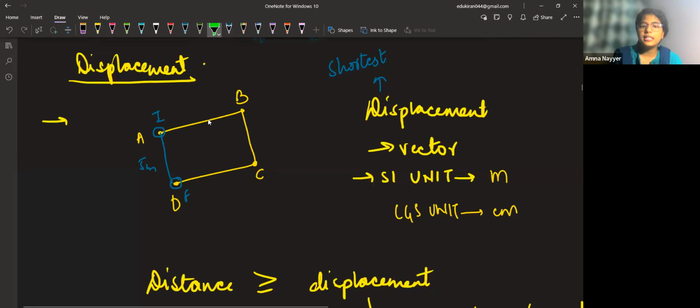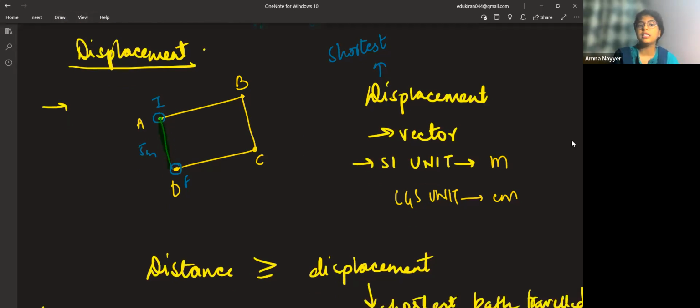See, this entire path was distance, but when we talk about the shortest path between the initial and final points, that becomes your displacement. This is what is meant by displacement. Suppose a body starts from this point A and the body stops at this point B. Let's say the separation between A and B is 10 meters. So the initial point is this, the final point is this.